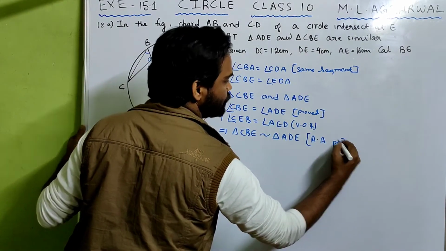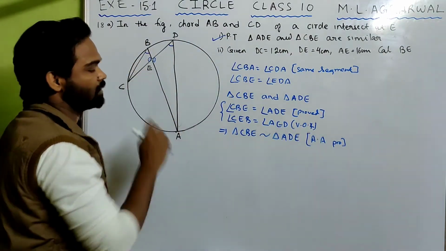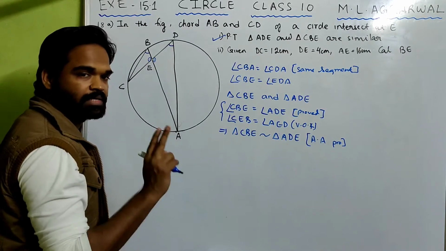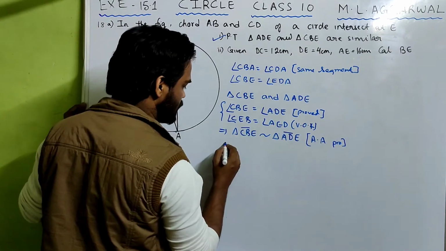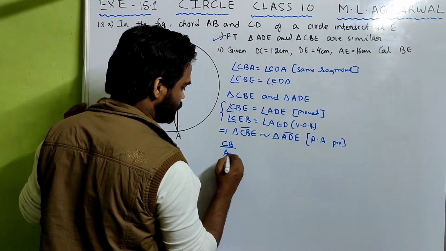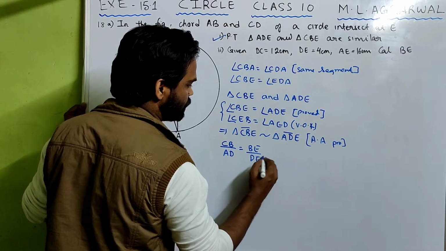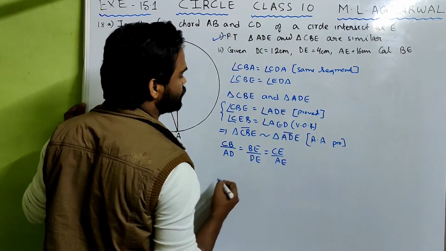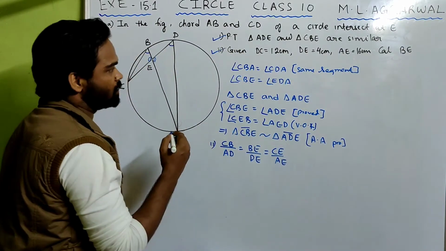This is angle property. Now once you prove that these two triangles are similar, then we know the corresponding sides are proportional, which means CB by AD is equal to BE by DE is equal to CE by AE, isn't it? Look at the second part. This will be used in the second part.